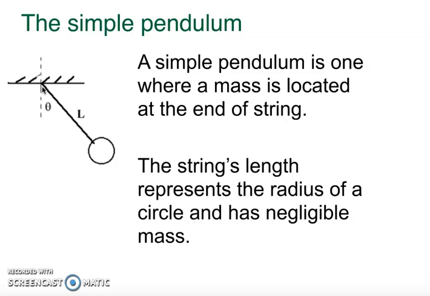And the important thing about this string is that it is massless and stretchless, meaning that the mass of the string is so small compared to the mass of the object at the end of the pendulum that we can consider the mass of the string to be negligible. That means it does not matter. We also assume that the string cannot stretch, that the length of the string is the length that it's always going to be. And since a pendulum moves in an arc shape, it moves back and forth, it makes almost like a semicircle, we can consider the length of this string to be the radius of our circle.